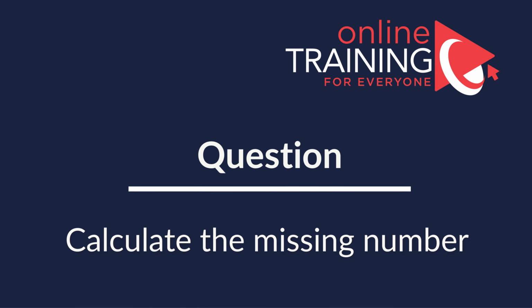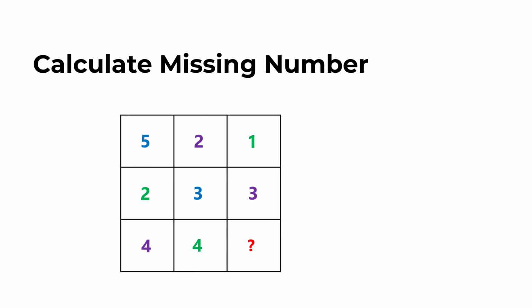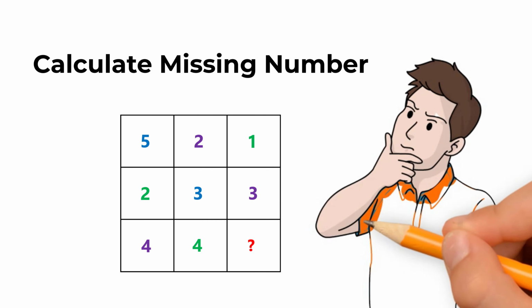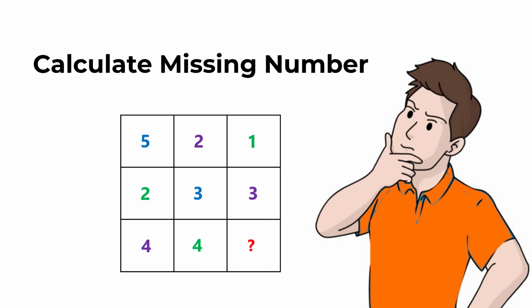Some of you might disagree, but calculating missing numbers is one of my favorite types of questions. A lot of times, you are presented with the 3x3 matrix, typically a square, which has small squares inside. In our case, we have numbers in the different colors presented in the smaller squares inside the larger square. The numbers are 5, 2, 1, 2, 3, 3, 4 and 4. And then one number is missing, and this is the one that you need to calculate. Once you complete the calculation, you need to select one of the 4 different choices.